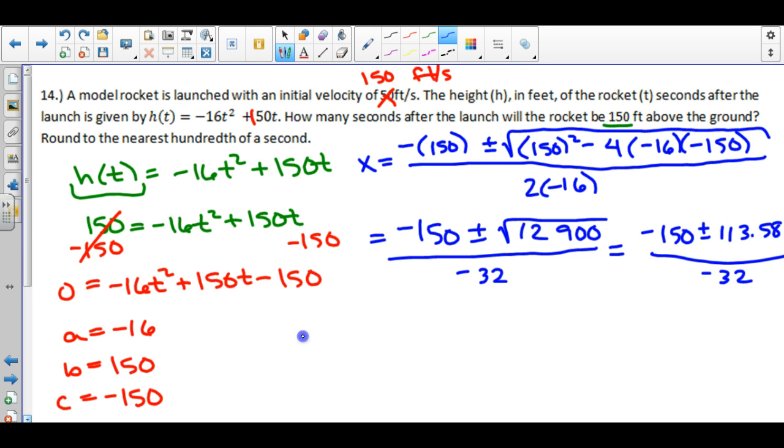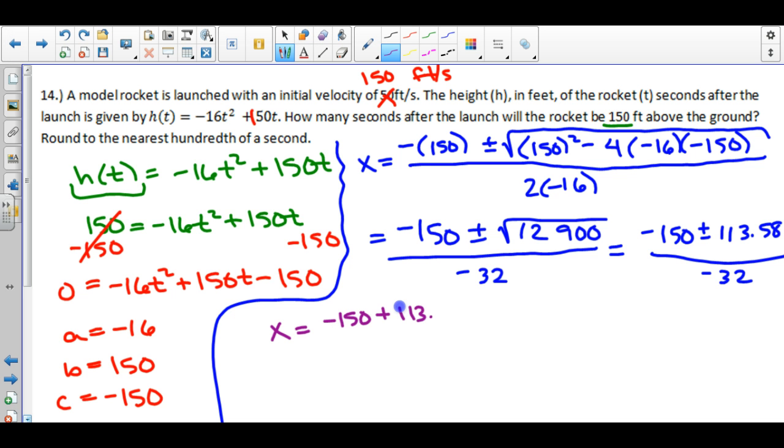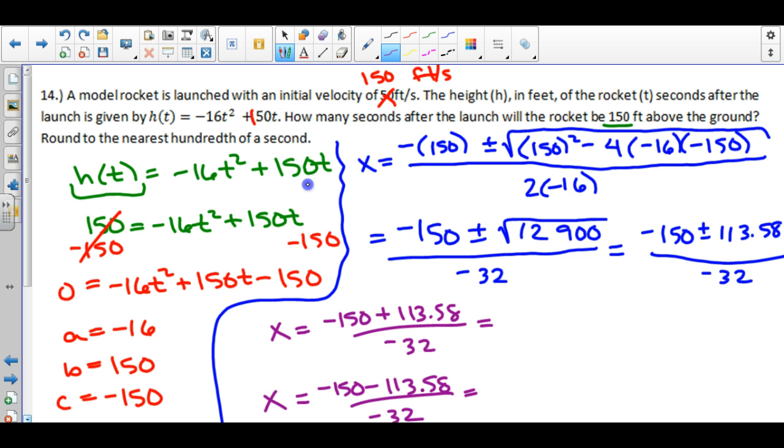So now you get to the part where we're going to break it up into two equations. So one of these equations, you're going to do x equals negative 150 plus 113.58 over negative 32. And with the other one, we're going to do negative 150 minus 113.58 over negative 32. And again, think about it. The rocket is going to go up in the air. It's going to hit 150 feet. It's going to keep traveling up, and it's going to hit a maximum height, and then it's going to start coming down, and when it comes down, it's going to hit 150 feet again. So we're actually going to have two answers for this where it will hit 150 feet.